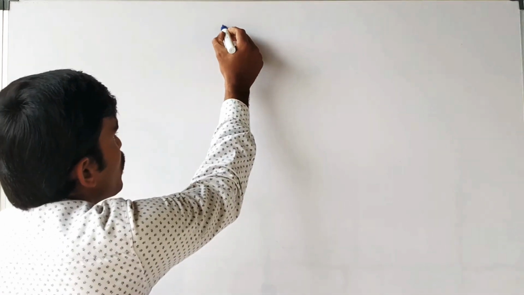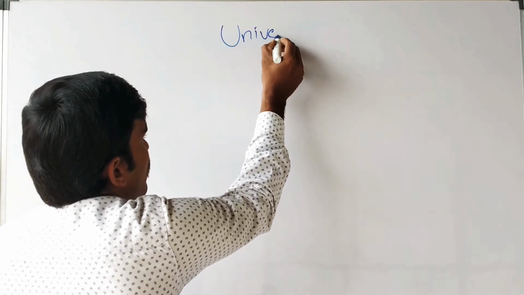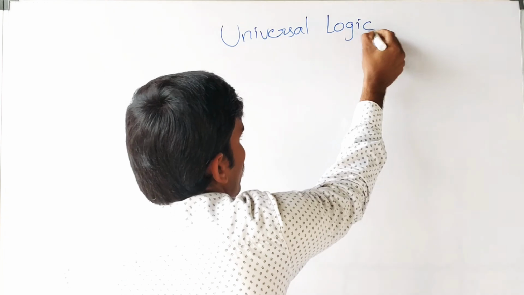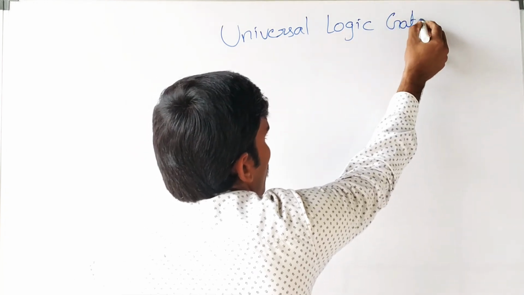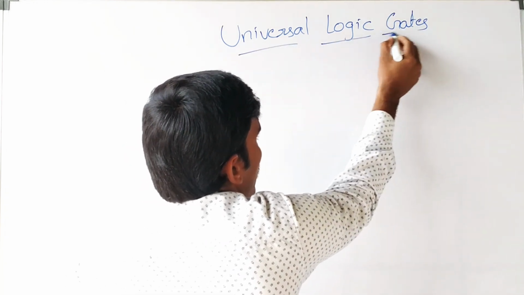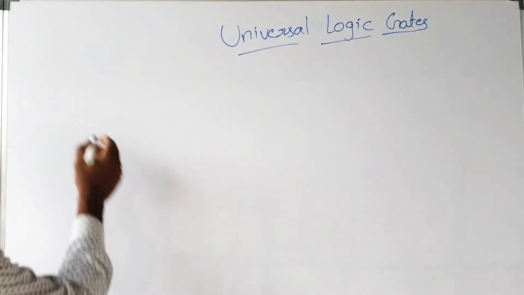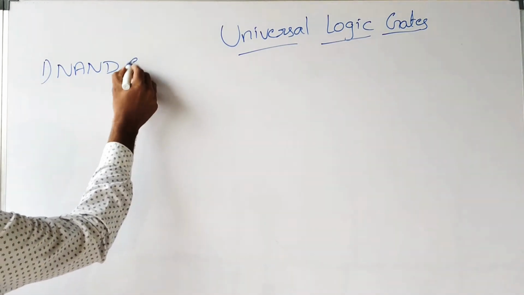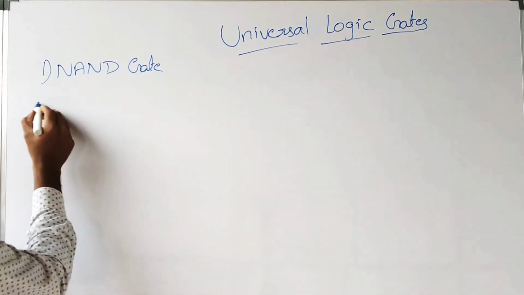Okay, look here. Today we are going to be discussing the universal logic gates. Basically, there are two universal logic gates present. One is the NAND gate and another one is the NOR gate.